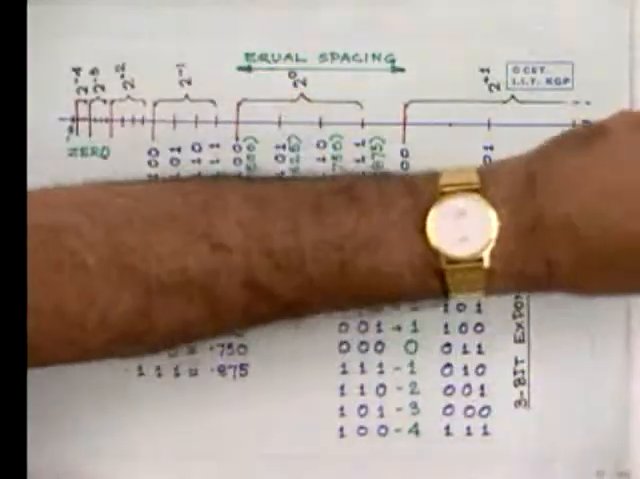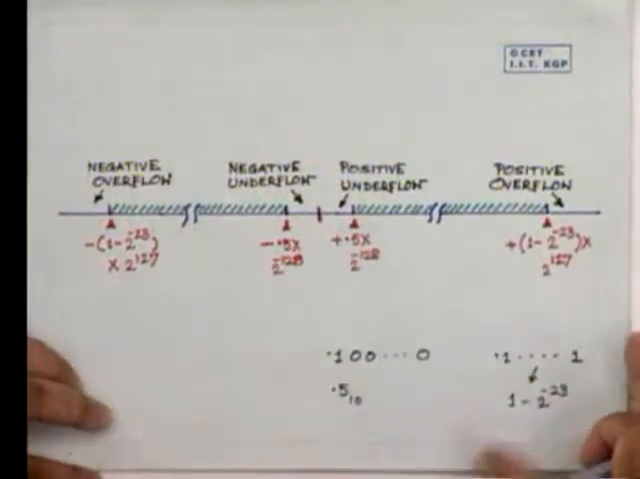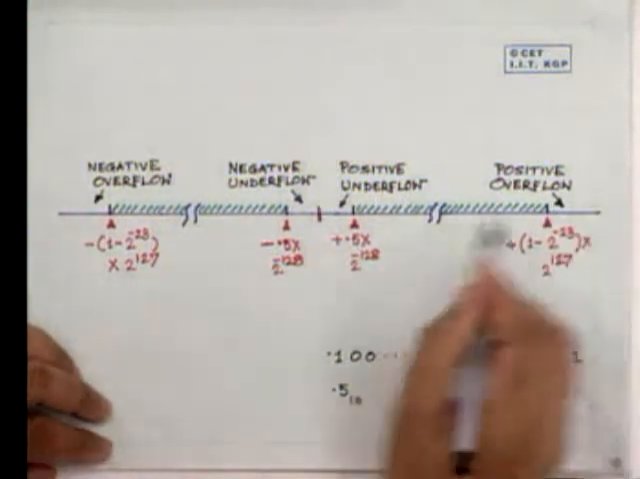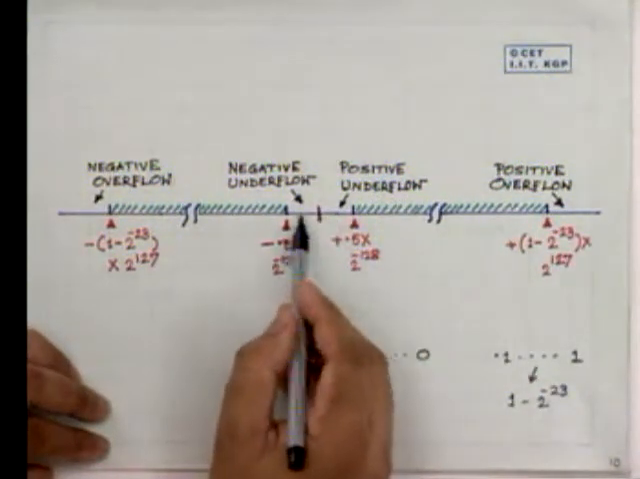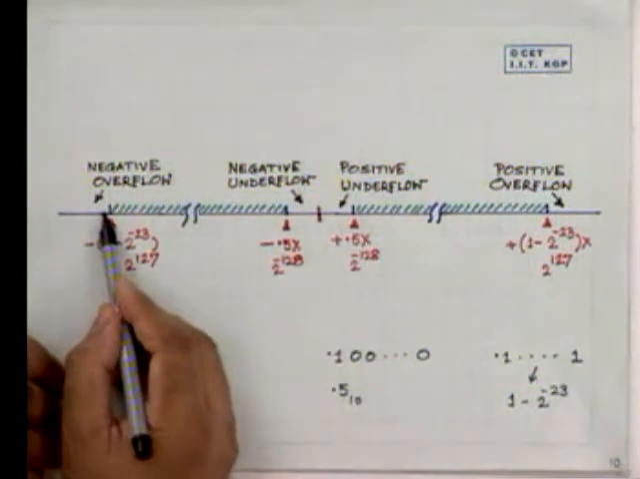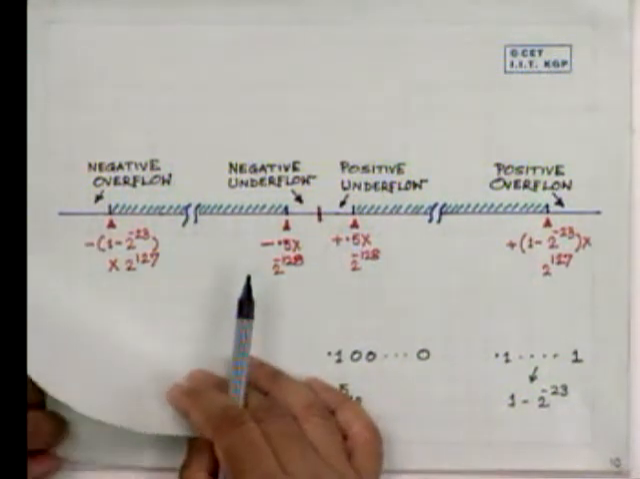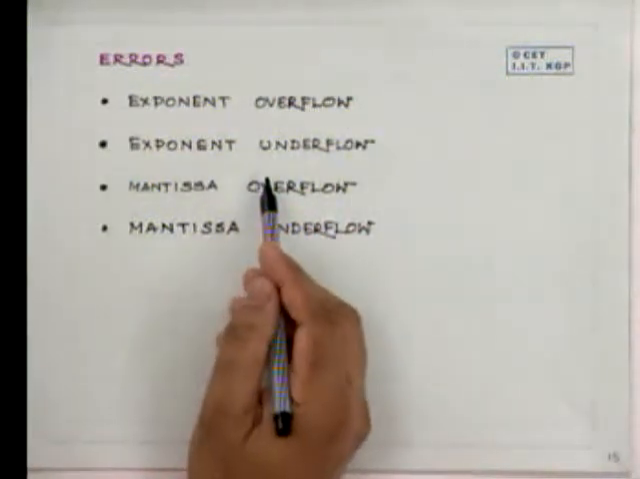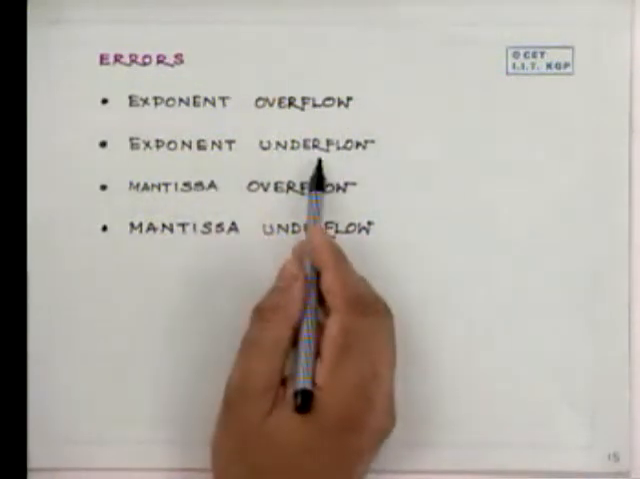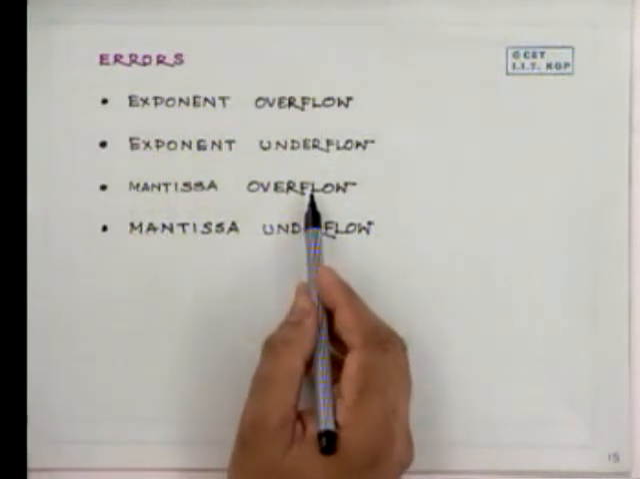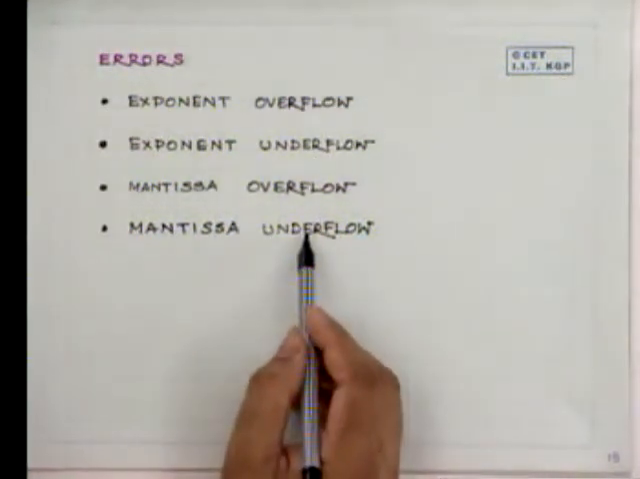Let us see what can be the errors of that representation. We have taken the representation here, and we have taken the representation here. We say that there can be an error in that overflow here, positive underflow here, negative underflow here, and negative overflow here. Now, to go into the details, basically we can have an exponent overflow, an exponent underflow, a mantissa overflow, and a mantissa underflow.